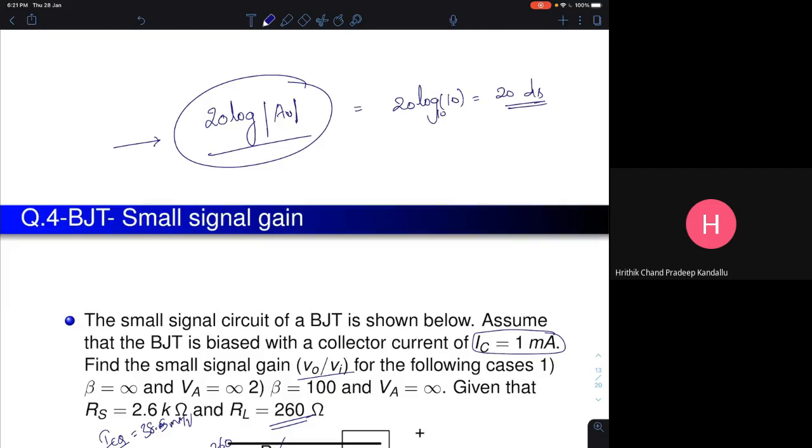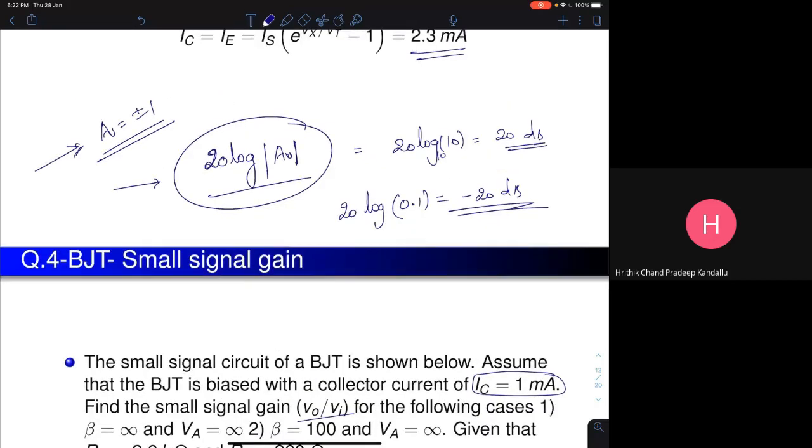Okay. So logarithm itself cannot be negative. Some of you wrote minus 20. Minus 20 will happen if the gain is 0.1. If the gain is 0.1, then you will get minus 20. If the gain is plus or minus 1, you don't care about the sign. If the gain is plus or minus 1, then you will get 0 dB. Is that okay? So 0 dB is the gain.